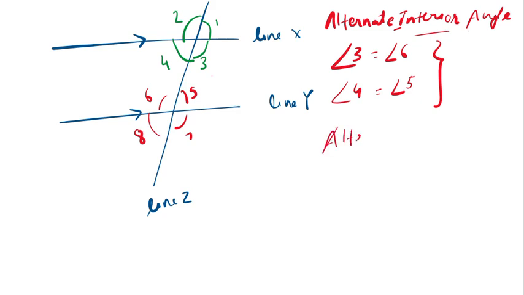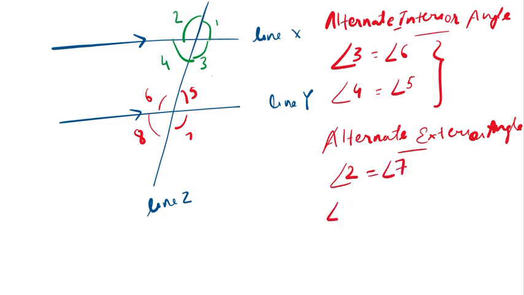The next is alternate exterior angles. These are angle 2 and angle 7, which are equal, and angle 1 and angle 8, which are equal. So these are the two pairs of alternate exterior angles.